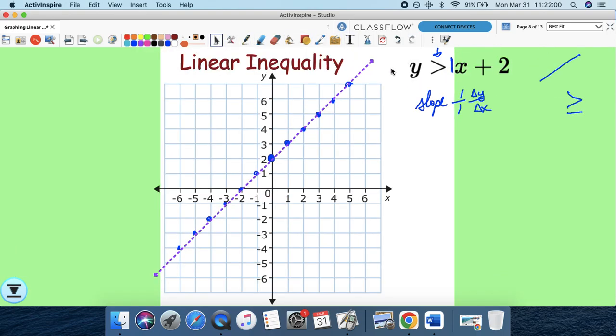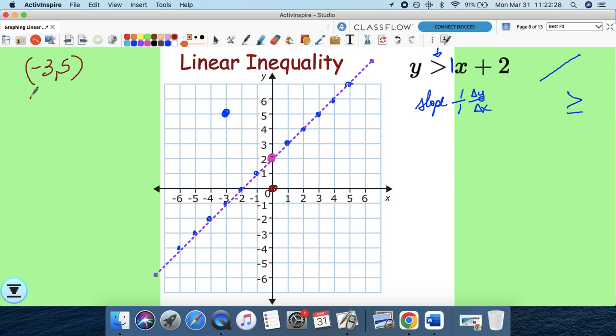Okay. So test points. Well, I'm going to take 3 points. I'm going to take 1 point above. Let me pick that one. I'm going to pick 1 point on the line. Let me pick this one right here, the y-intercept, and I'm going to pick a point below the line. So if I pick a point above the line, what is this point? Negative 3 and 5. Let's pick (-3, 5). Let's see what it tells us.